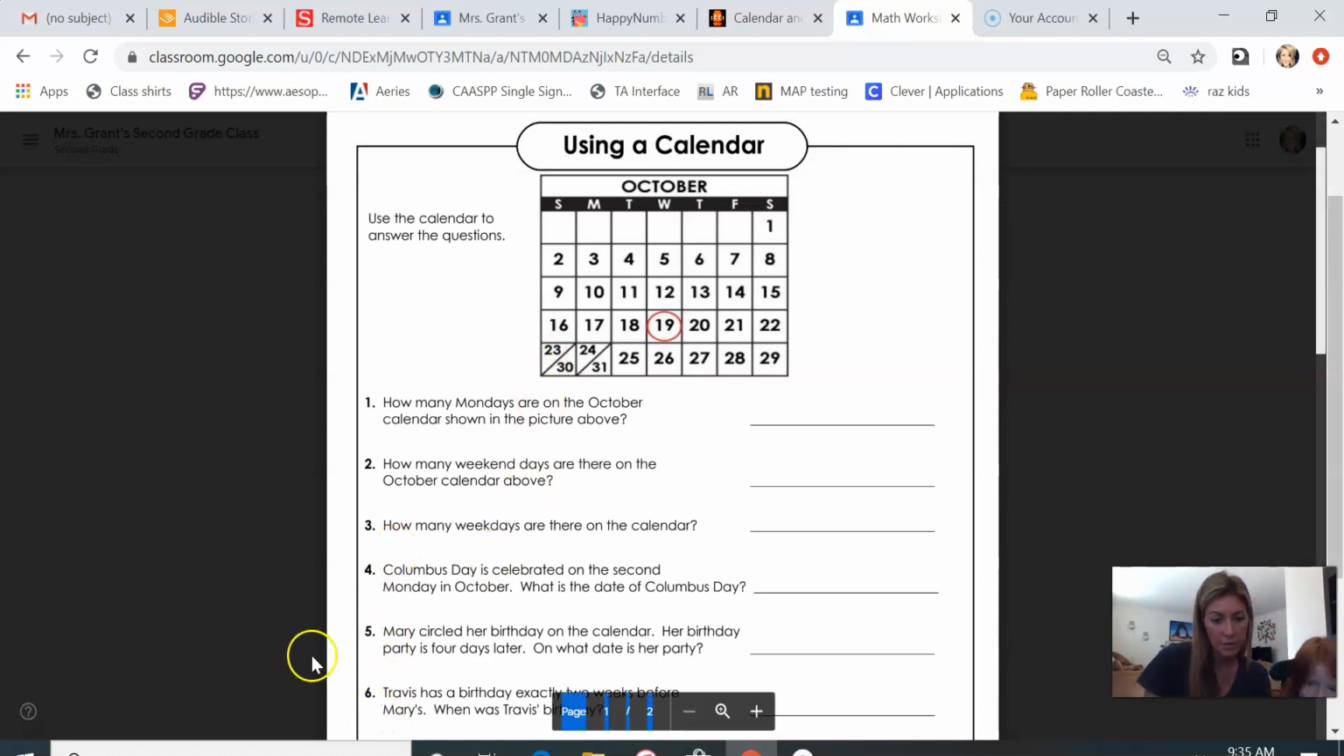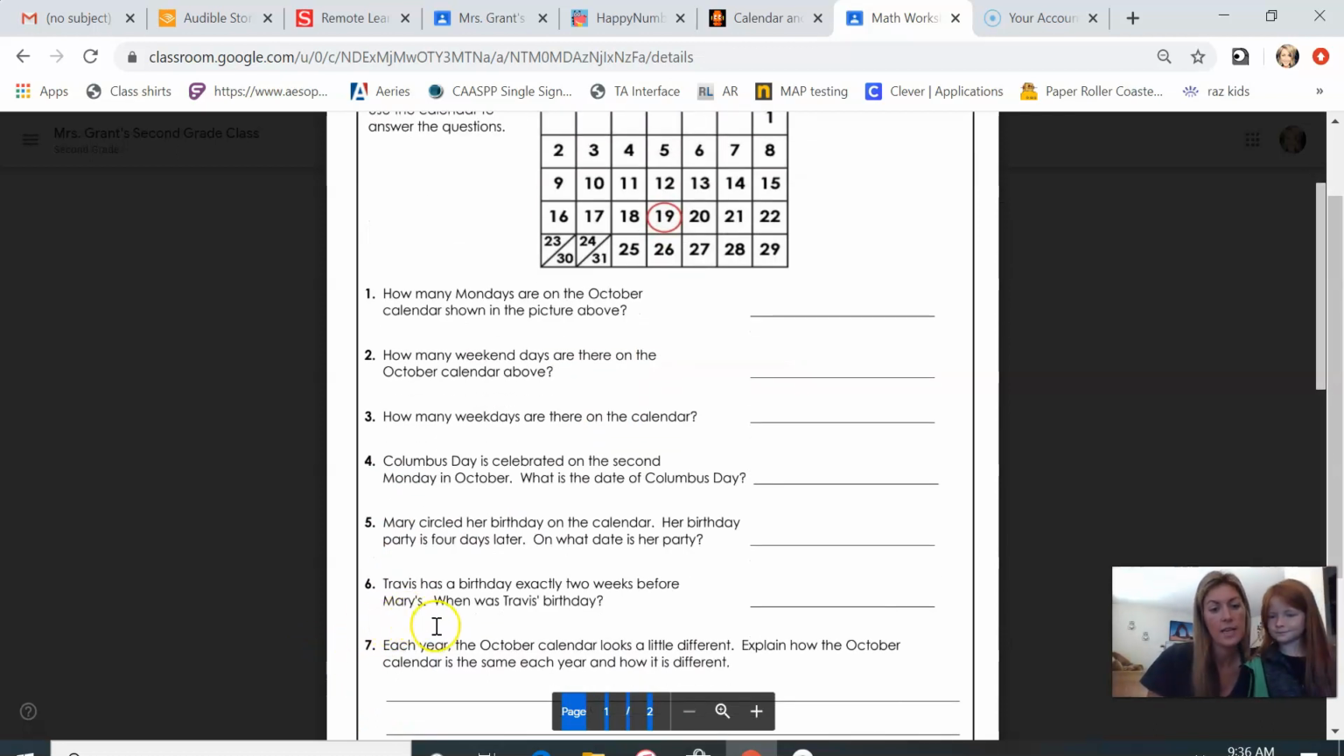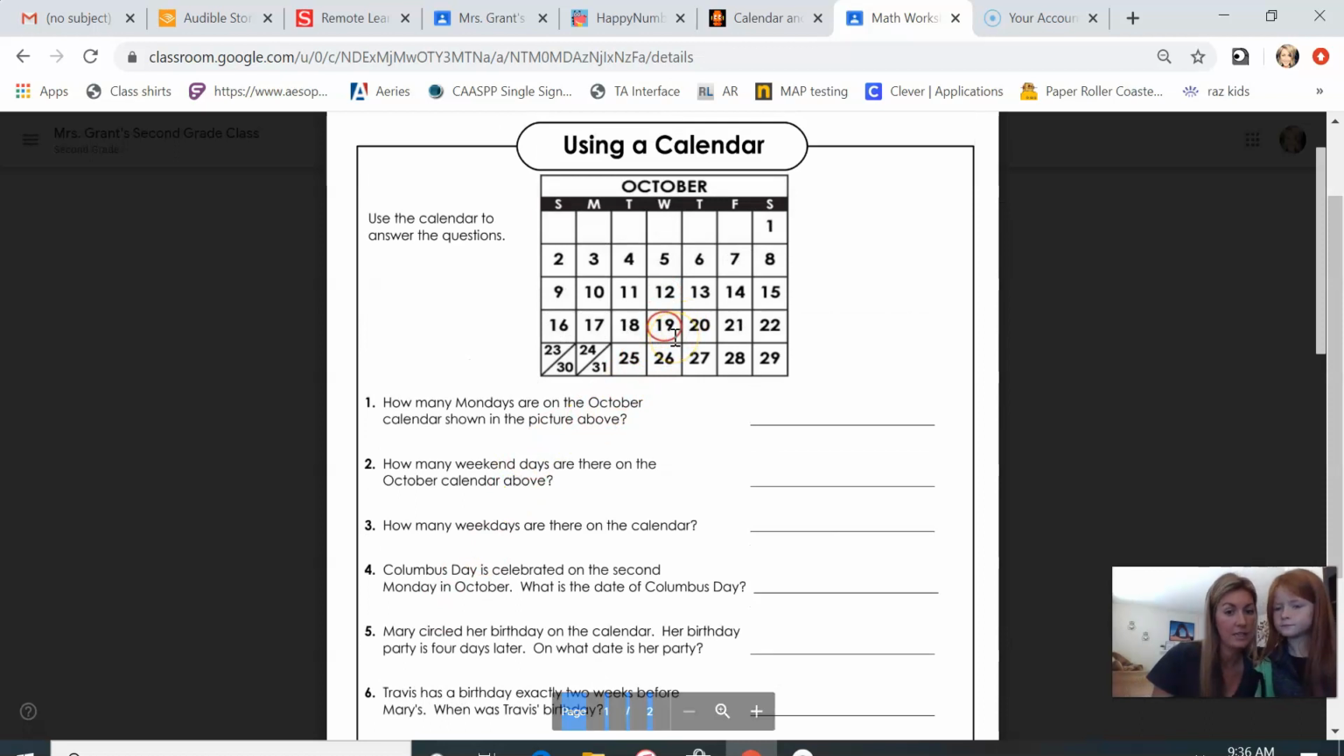Number 6 says Travis had a birthday exactly 2 weeks before Mary's. When was Travis's birthday? So if Mary's birthday was on the 19th, Travis's birthday was 2 weeks before. If we go after, we go down. But if we go before, we go up on the calendar. So 1 week before would be the 12th. What would 2 weeks before be? Oh, right here. The 5th, right? Wednesday the 5th. So it was circled the 19th, and we go 2 weeks before. 1 week, 2 weeks, it would be the 5th.